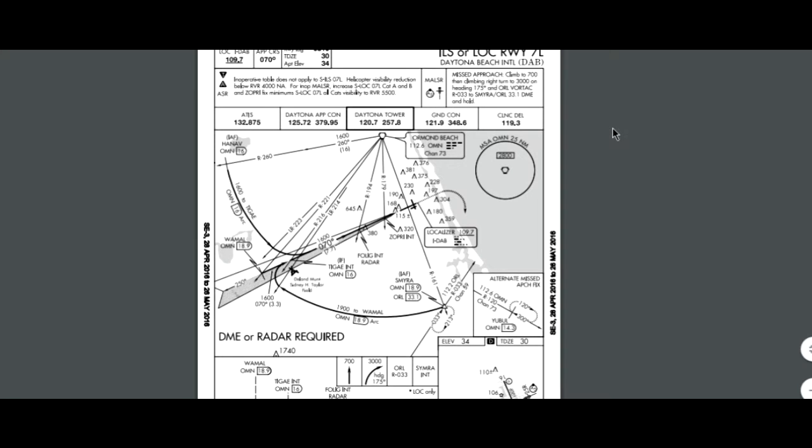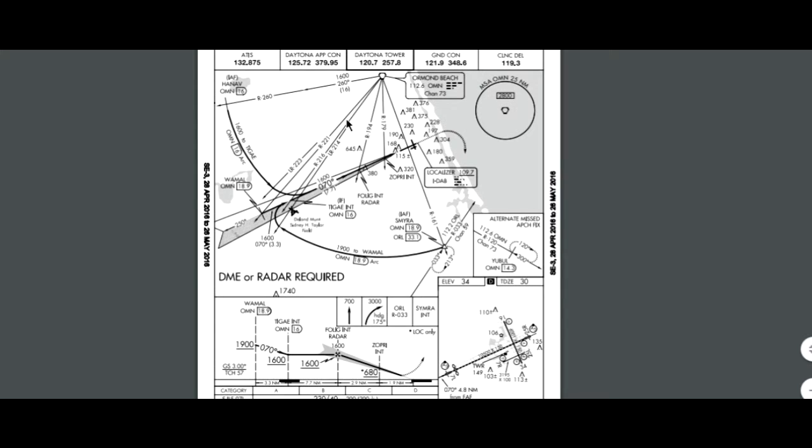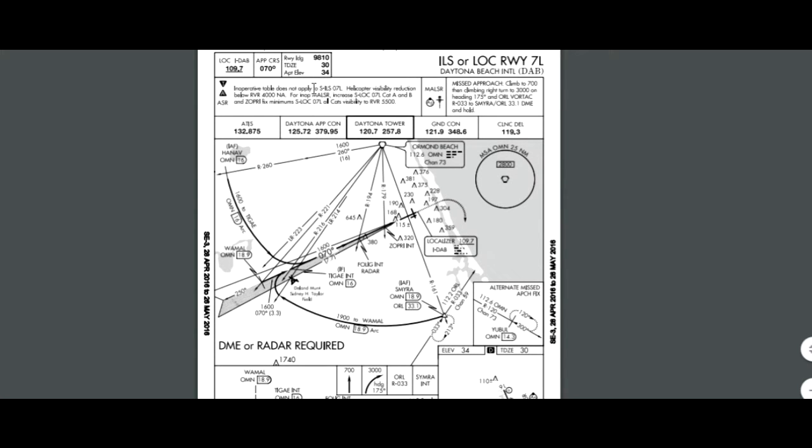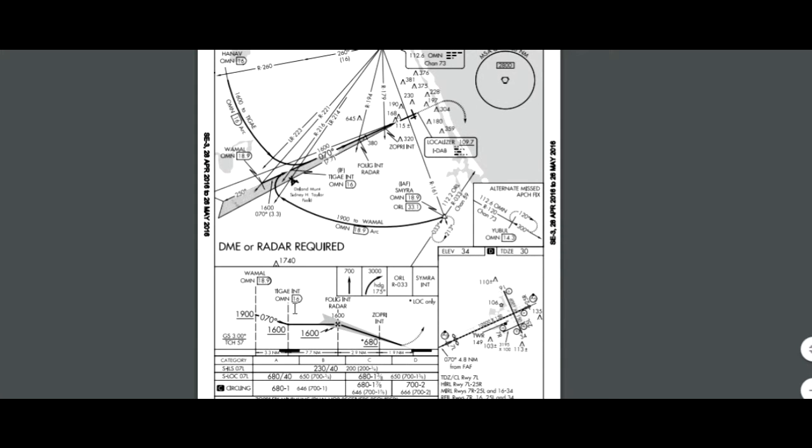As you can see right here, I have selected the Daytona Beach International Airport, and we are going to shoot the ILS or localizer runway 7 left. Localizer frequency is 109.7, final approach course is 070, and so on. Of course, you would brief the entire approach, starting at the header intersection, going to the plan view, all the way down to your minimums.